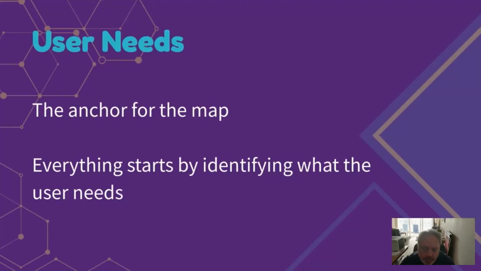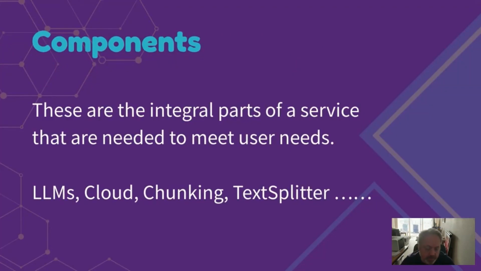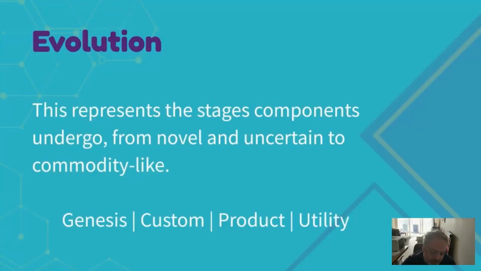The Wardley map is based around the user needs, so it's the anchor. It starts with the needs of the user. You create a value chain, so the links and the dependencies between the components in your map. And this is the kind of flow of capital. The flow of capital could be money, it could be other things, it could be trust. Everything starts with your user needs and then flows down through that value chain, and you add all the individual components. So in this case, large language models, chunking, text splitters, and we'll see that in a minute. And you've got that evolution of the map from left to right, from Genesis, custom, product, utility.